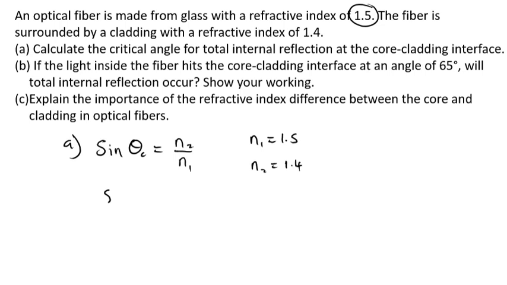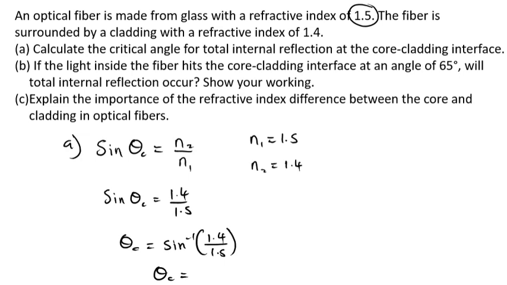So sine theta is equal to 1.4 divided by 1.5. Hence theta is the sine inverse of 1.4 divided by 1.5. So this gives us a critical angle of approximately 68.9 degrees.